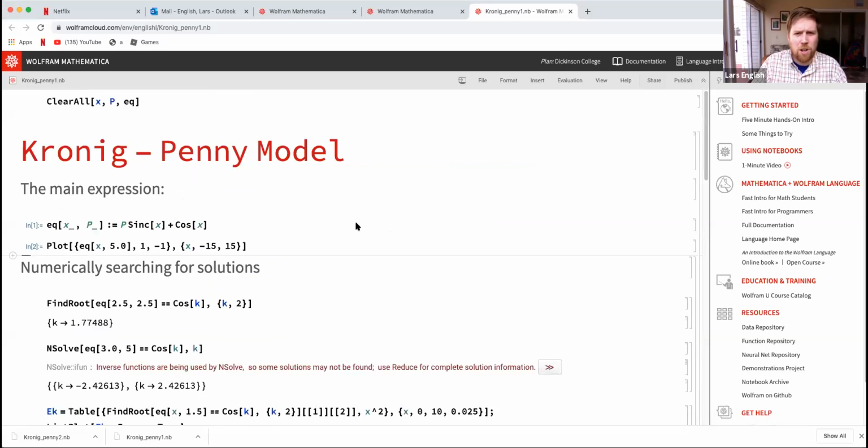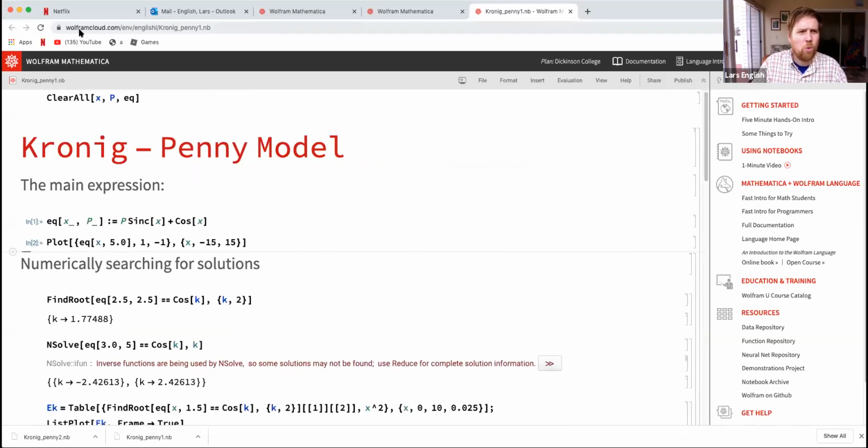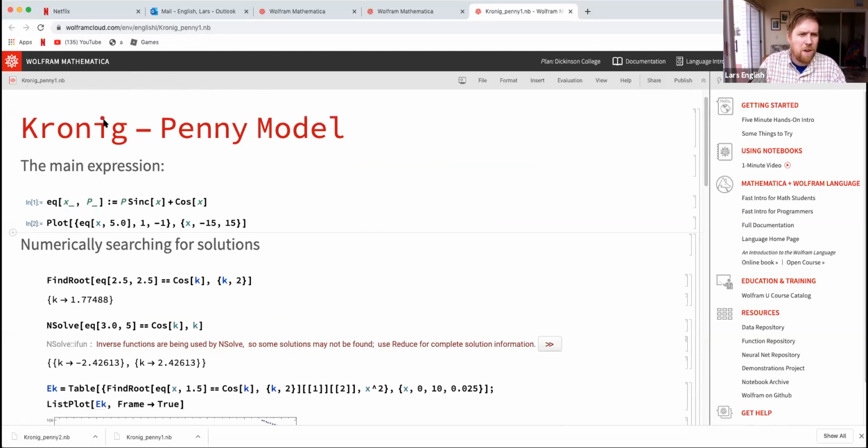So basically, we're looking at wolframcloud.com, and I've uploaded this chronic penny 1.nb, which I'm also going to make available to you on Moodle. So you can do the same thing. You can download it from Moodle and then upload it to the Wolfram Cloud, and then you can open it and play with it.